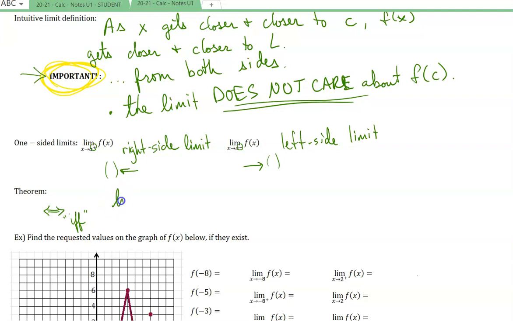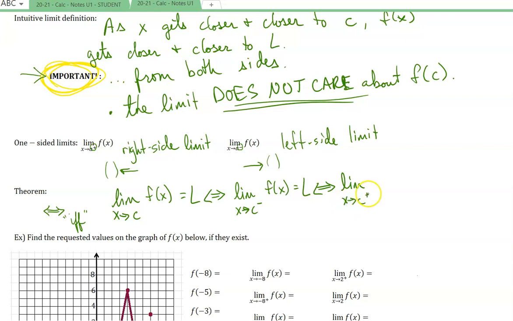We're going to say the limit as x approaches c of f of x is equal to L if and only if the limit as x approaches c from the left of f of x is equal to L if and only if the limit as x approaches c from the right of f of x is equal to L. So in other words, in order for the limit of a function with no left or right side to exist, we have to have that same limit being approached from both sides.